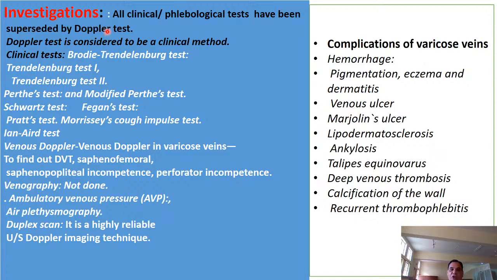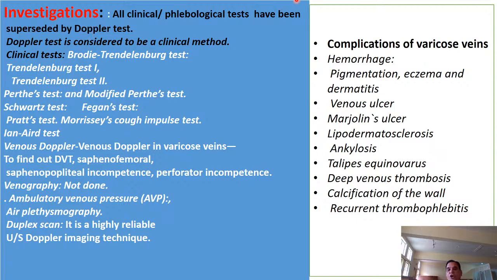So Doppler is for the management. For the diagnosis, you should never forget the clinical methods. They are simple and can be done at the bedside of the patient. Venous Doppler is for doing what? To find out DVT, saphenofemoral incompetence and perforator incompetence. Venography is not done now. Air plethysmography and duplex scan are all reliable ultrasonic Doppler imaging techniques. So this, in short, is all the investigations we have considered.